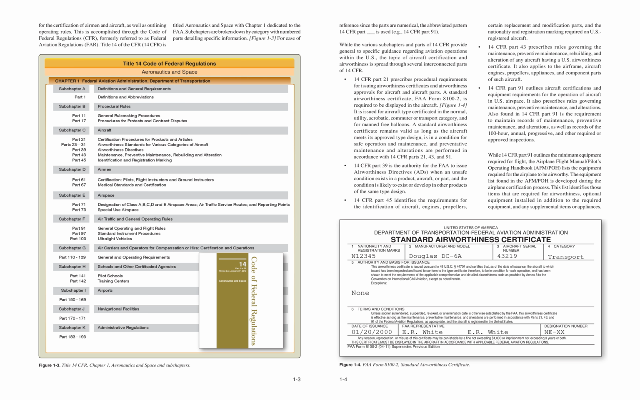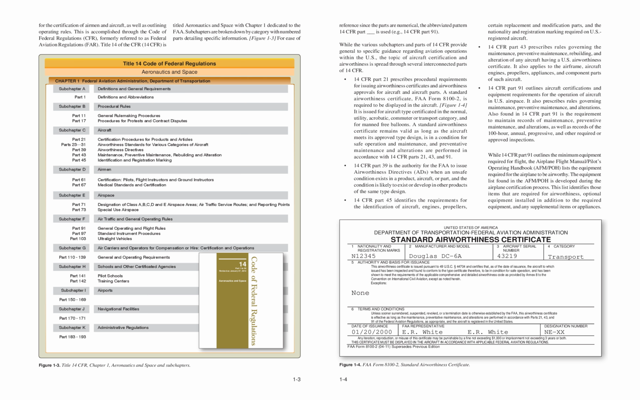14 CFR Part 39 is the authority for the FAA to issue airworthiness directives, ADs, when an unsafe condition exists in a product, aircraft, or part, and the condition is likely to exist or develop in other products of the same type design. 14 CFR Part 45 identifies the requirements for the identification of aircraft, engines, propellers, certain replacement and modification parts, and the nationality and registration marking required on U.S.-registered aircraft.